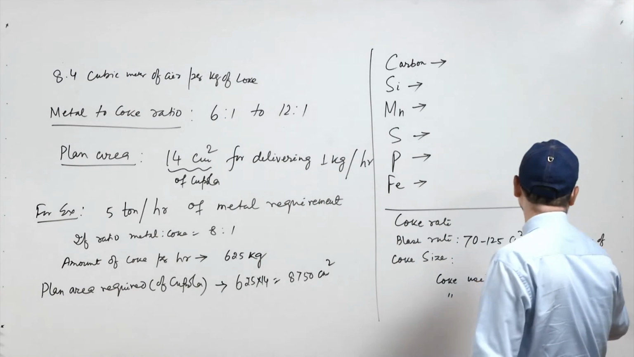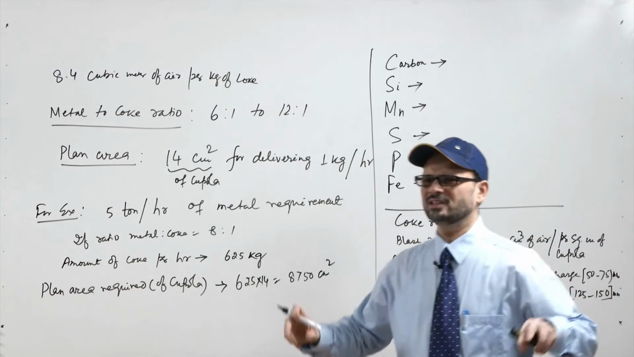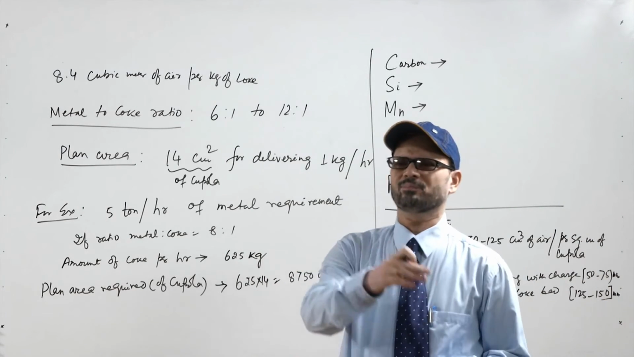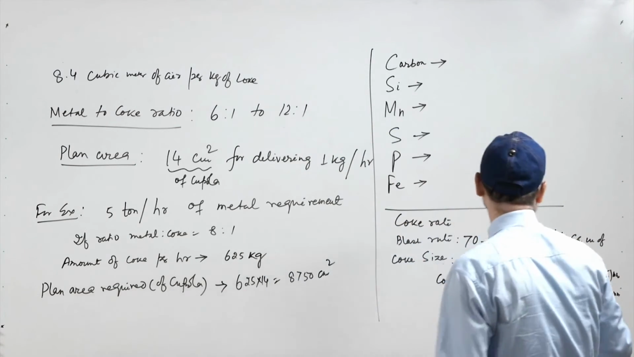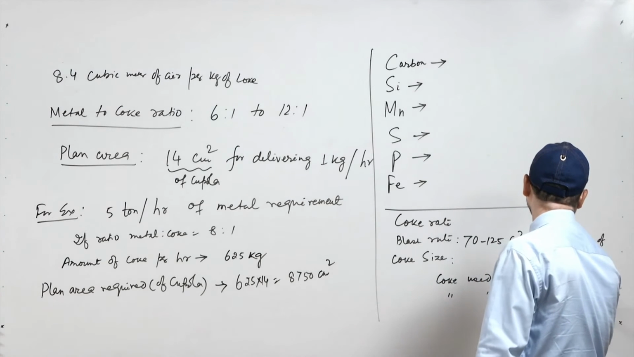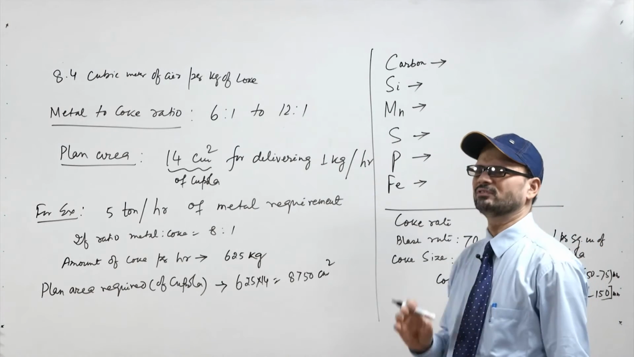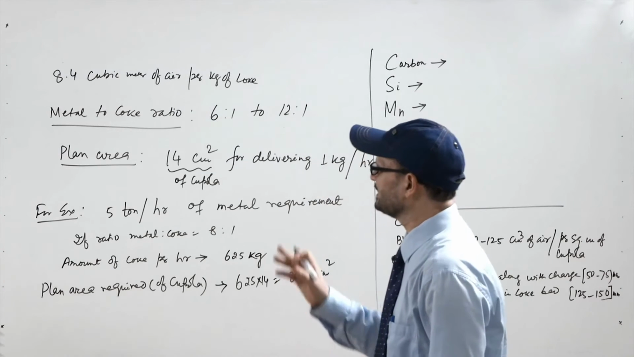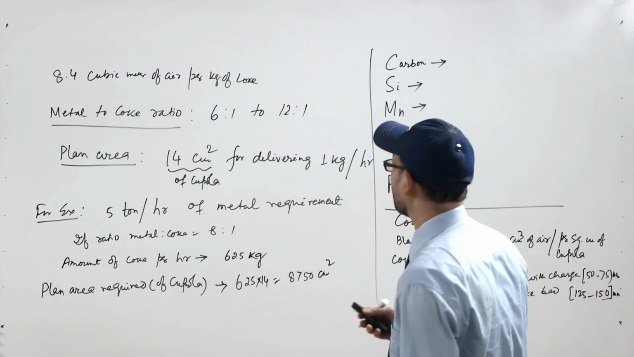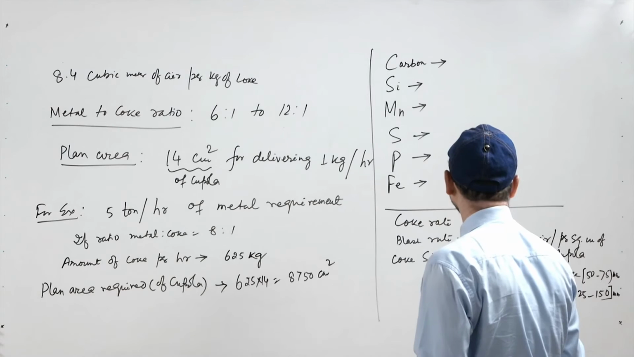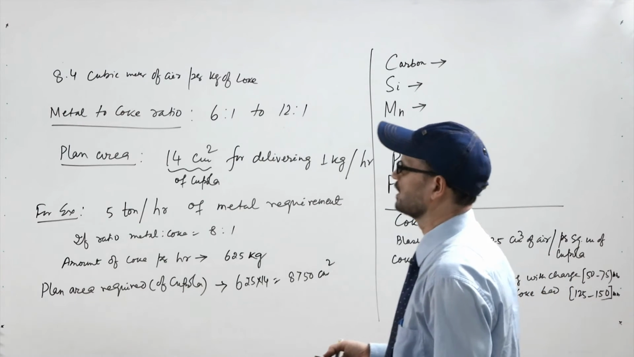Depending upon the diameter of the cupola, that is the plan area, you normally go for these sizes of the coke. So, these are the factors which affect the efficiency of the cupola.